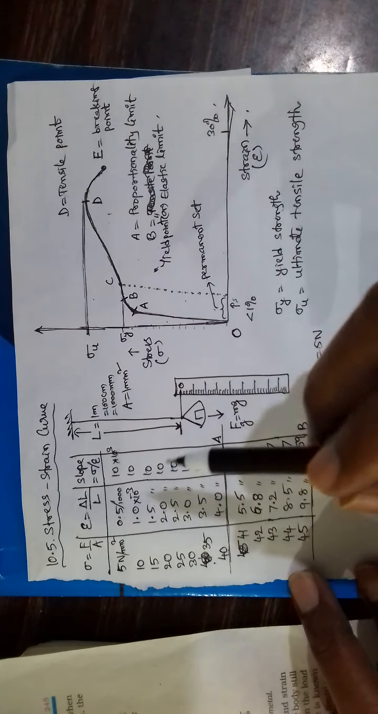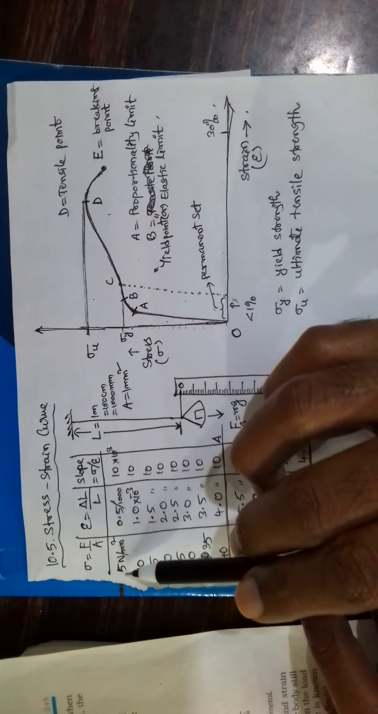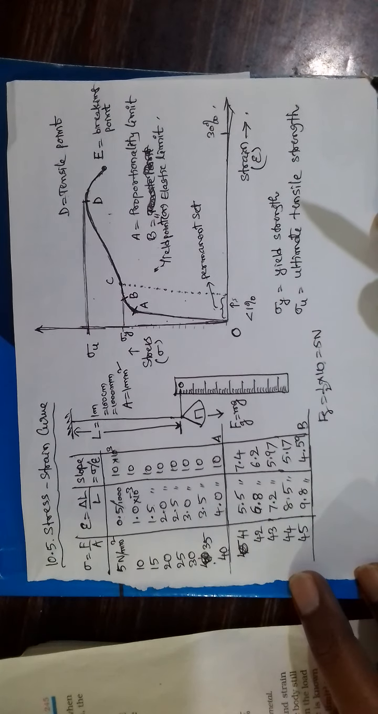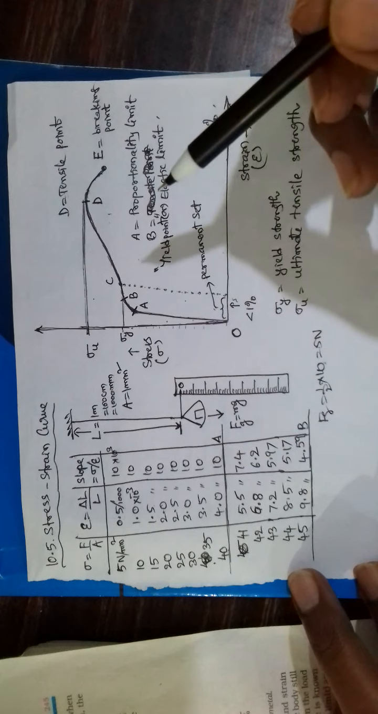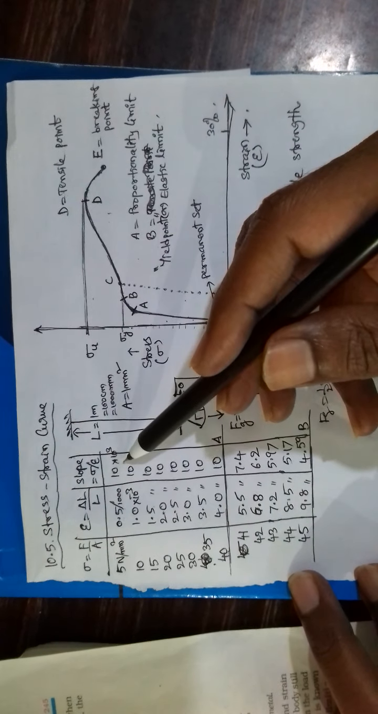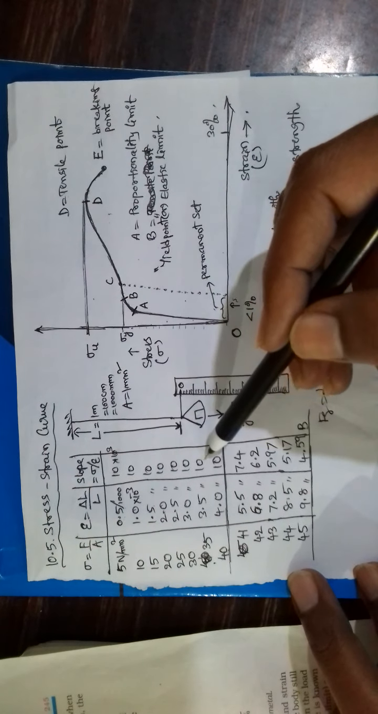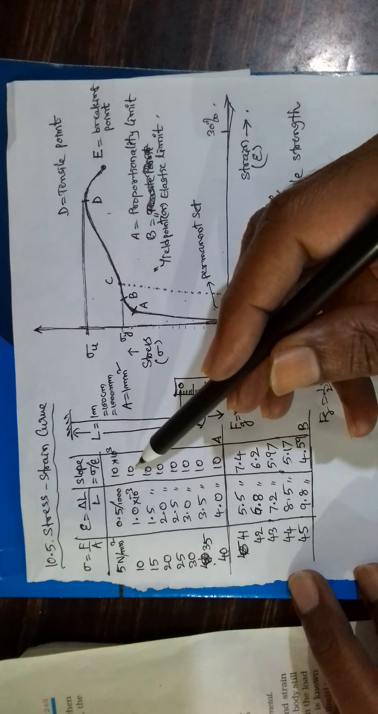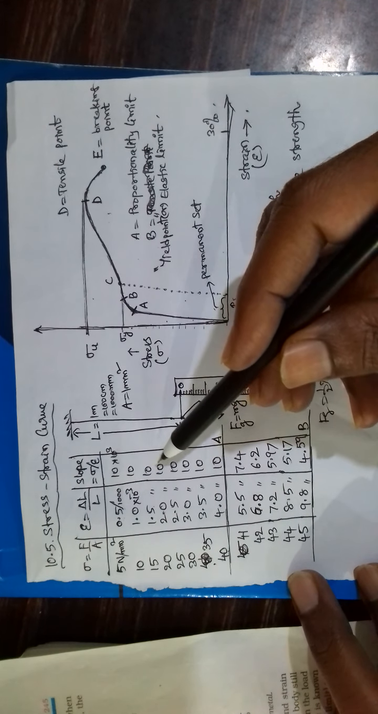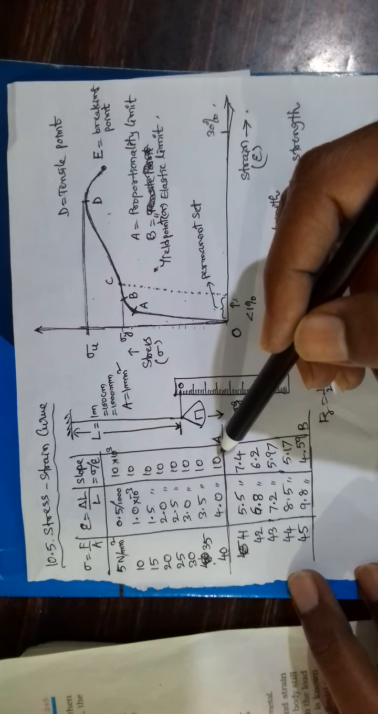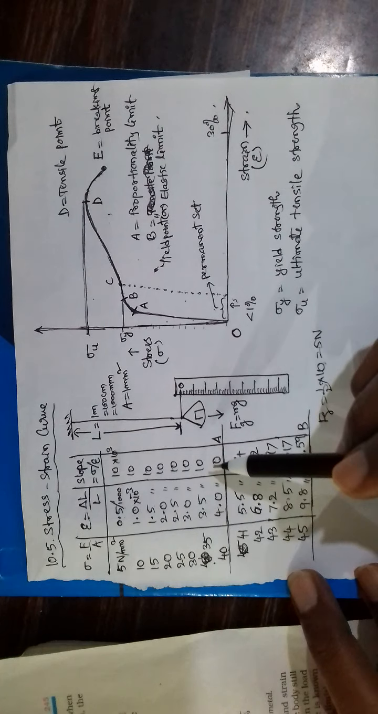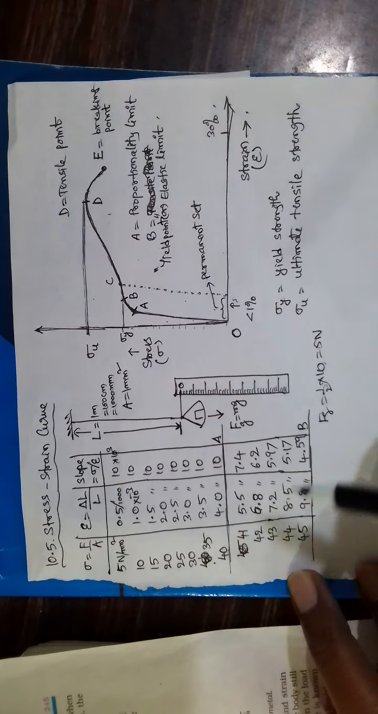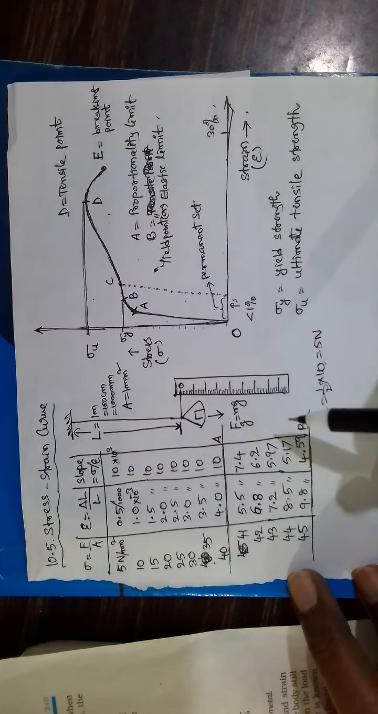Now, let us take the ratio of stress and strain. See here, the ratio is 10 into 10 to the power of 3. See, each time you are getting the same ratio. So what does it mean? The ratio between stress and strain is a constant, means stress is directly proportional to strain. That means the wire is obeying Hooke's law.